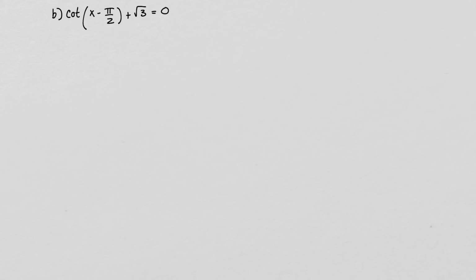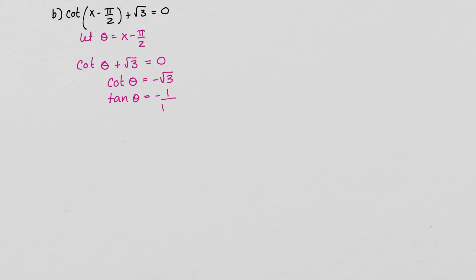So again, you can have weird things, right? So it's okay, whatever your weird thing is, that's what we're going to let be theta. So we're going to let theta be equal to x minus pi over 2. So we're going to have the cotangent of theta plus square root of 3 equals 0. Again, solve for this. So this is saying that the cotangent of theta is equal to minus root 3. Sometimes it's hard to think about what the values of the cotangent are, so it might be easier for you to think about the values of tangent. So if the cotangent is minus root 3, the tangent is going to be that flipped over. So the tangent of theta is going to be minus 1 over root 3.